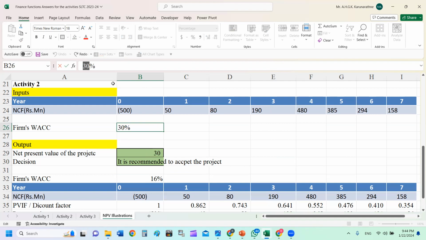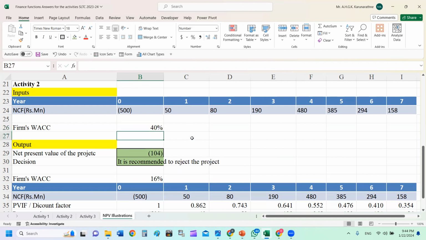Put 40% in the project. Then NPV is minus. You can see the decision. Excel says it is recommended to reject the project. Right? According to this, our function works. Our cost of capital initially was 0.16, 16%, and the project is accepted.